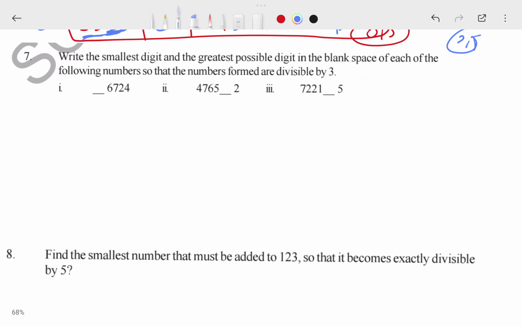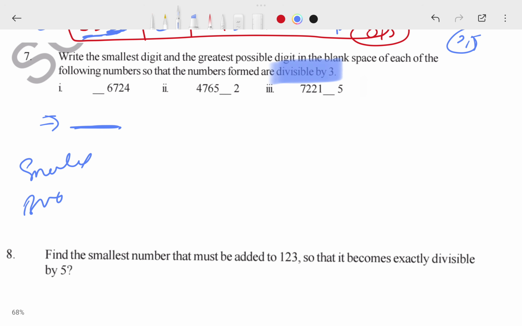I would like to go through the 7th and 8th questions. These are the last two questions. Okay, the 9th one is still left. Write the smallest digit and the greatest possible digit in the blank space in each of the following numbers so that they are divisible by 3. You have to write a number in the blank, one smallest number or one biggest number, and we have to check whether it is divisible by 3 or not.